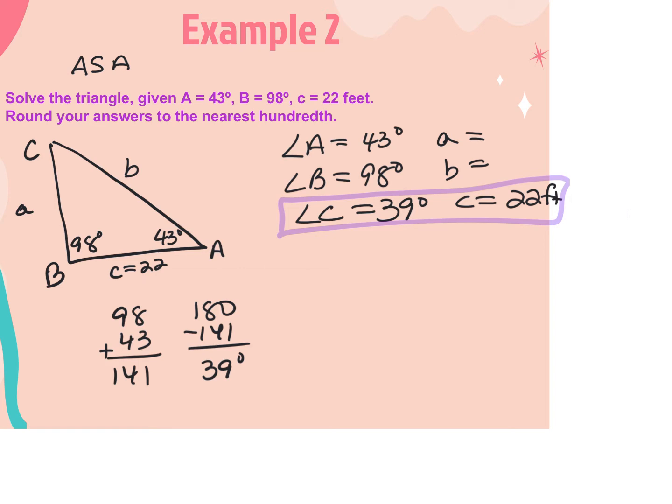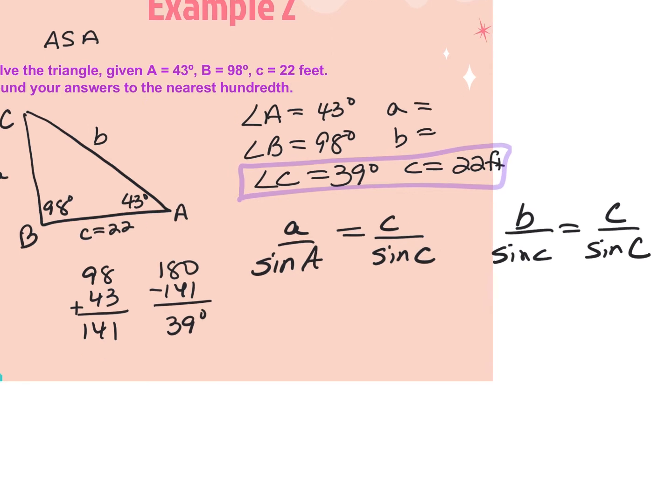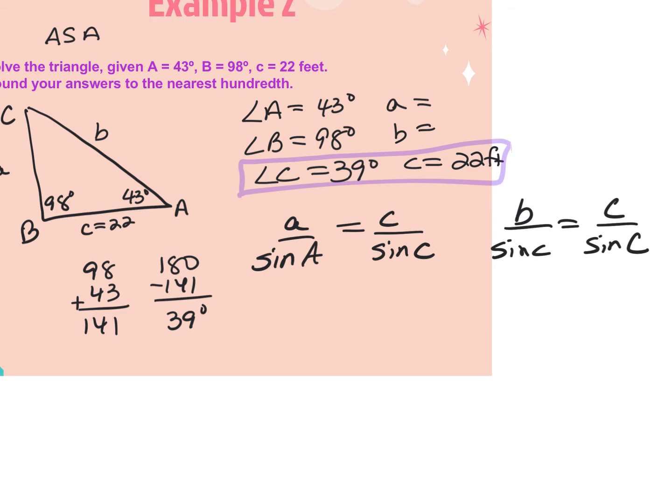If I want to find A first, I'm going to do little a. So I'm doing side A over the sine of angle A equals C over sine of C. And when I go to do B, I'm still using that same ratio, the C information. So these are the two that I'm filling in. For little a, angle A was given to me, so A over the sine of 43 equals C, which is also given to me, over the sine of 39.